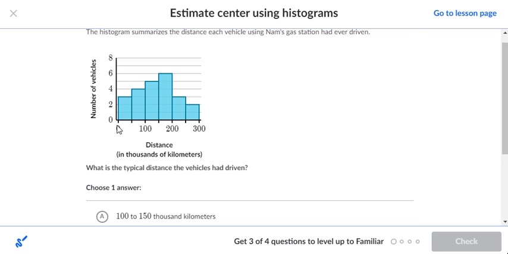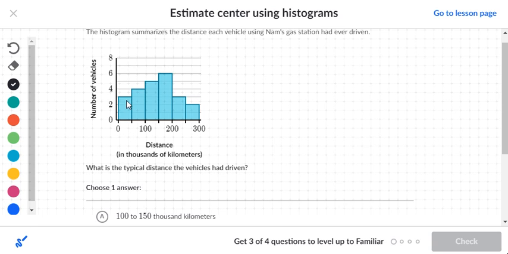So right here, if we actually look at the graph here, this has a height of 3. This is a height of 4. This is a height of 5. And this is 6. This is a height of 3. And this is actually a height of 2. So we want to figure out, what number would basically be in the middle here.